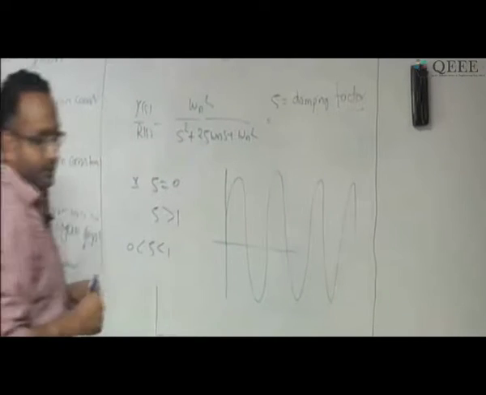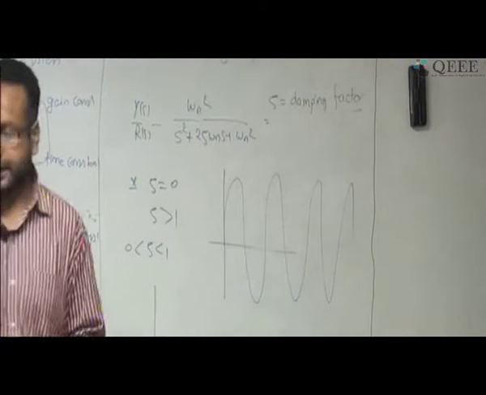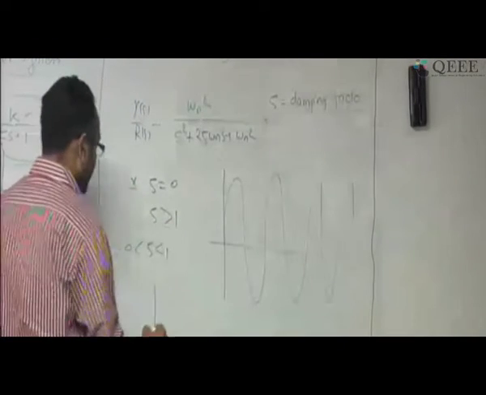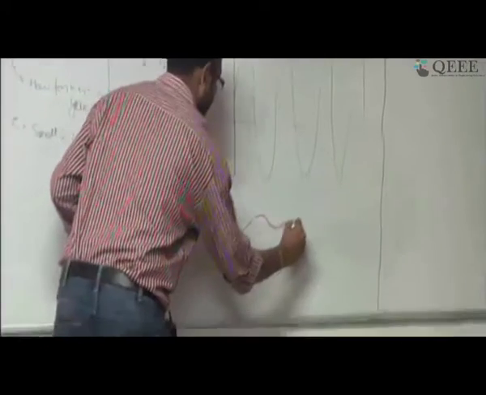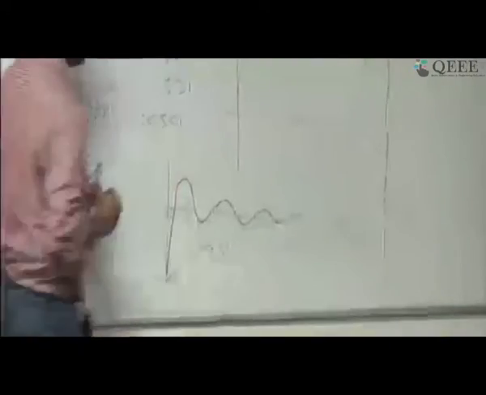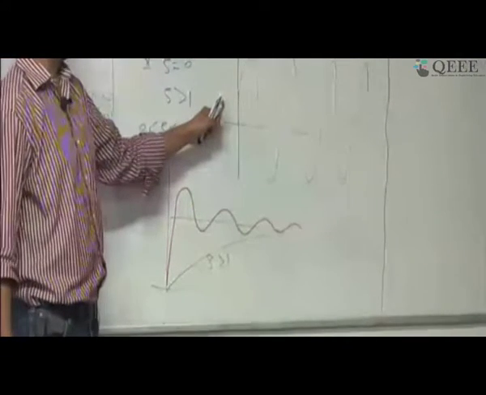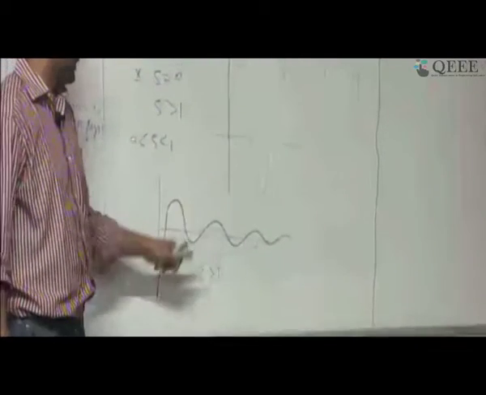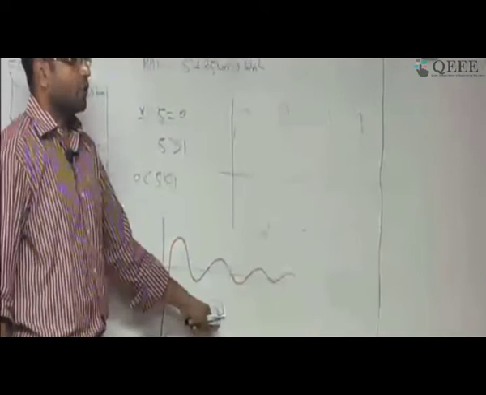Okay, and if you take zeta between 0 and 1, the response comes something like this. Okay, fine. So as I mentioned, this output response, if it's oscillatory, is not at all desirable in most control systems. When zeta is very large, more than 1, it is called an overdamped scenario.